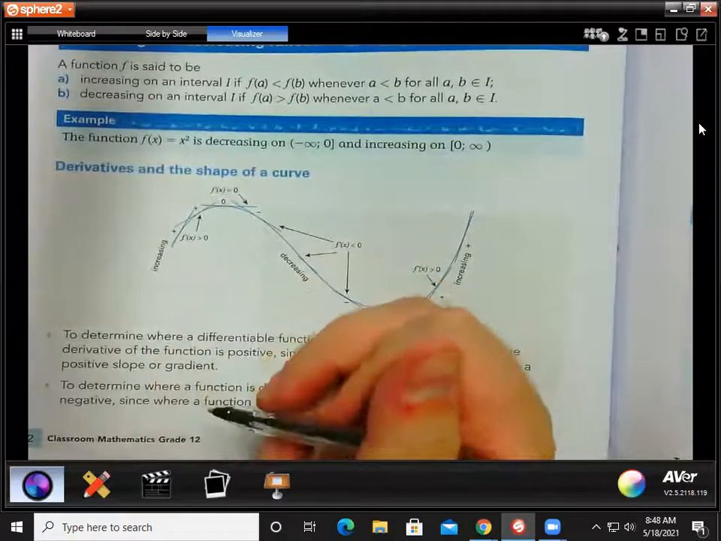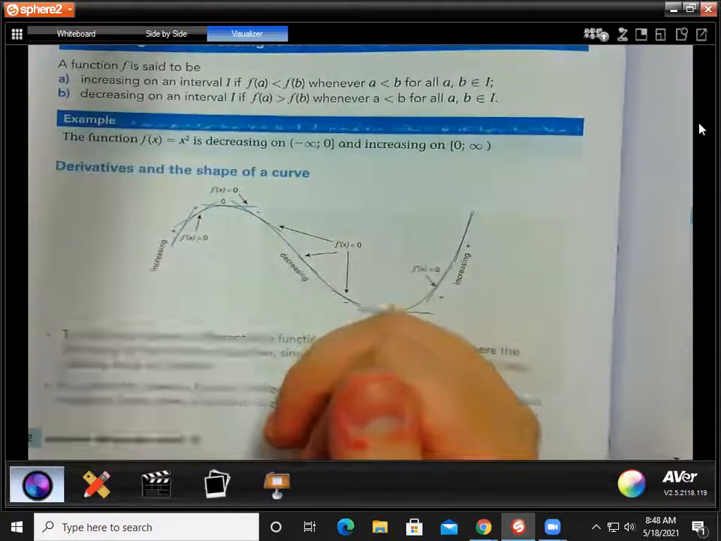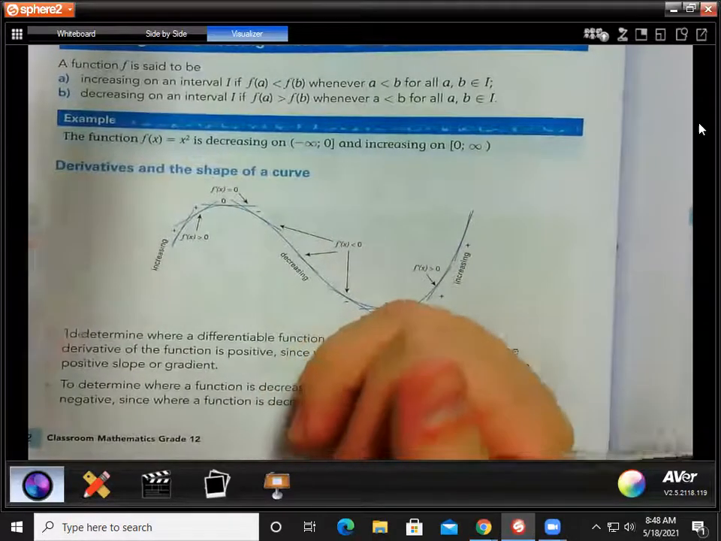So they can ask you, where is the graph increasing? Then you need to actually calculate where the gradient is positive. All right, we can write that down.